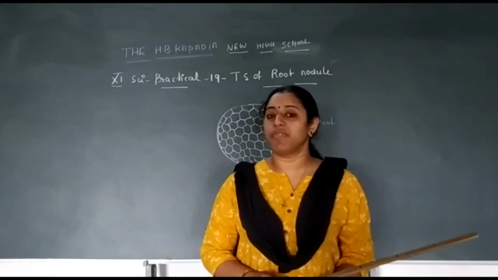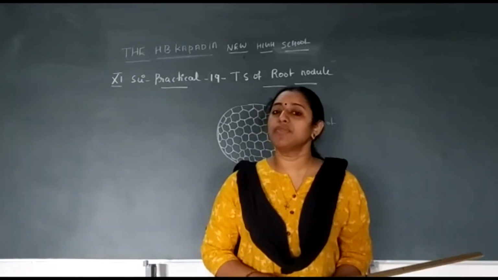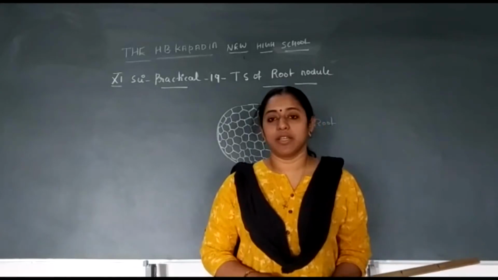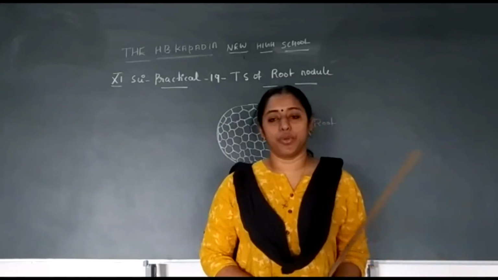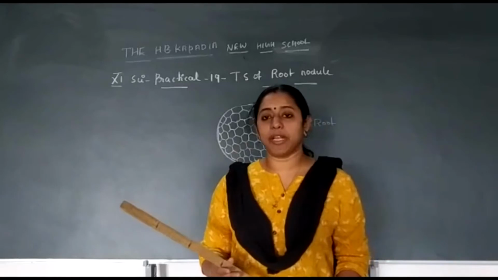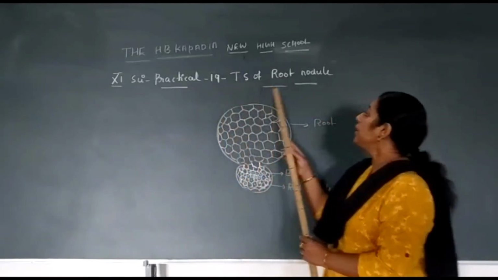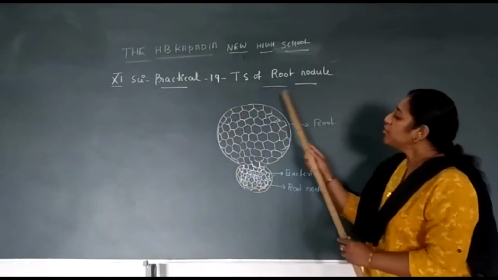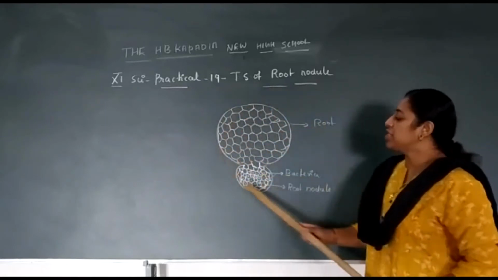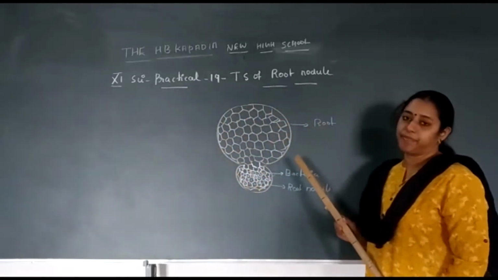So today we will find out the presence of this symbiotic bacteria in the TS of a root nodule. So we are starting the practical. Practical number 19, TS of root nodule. So this is the diagrammatic view, sectional view of a TS.